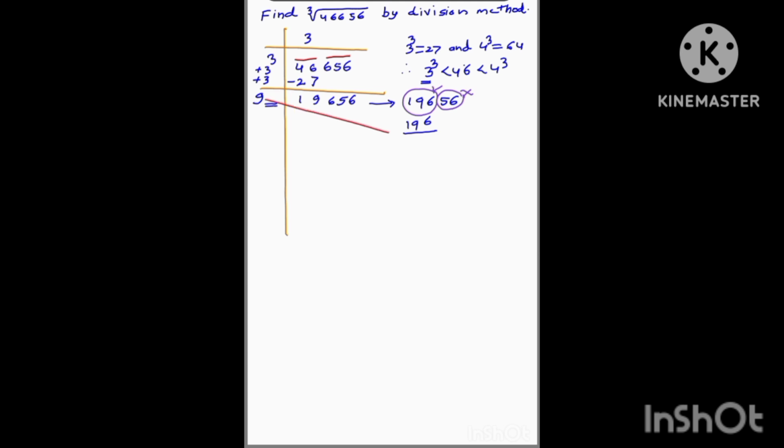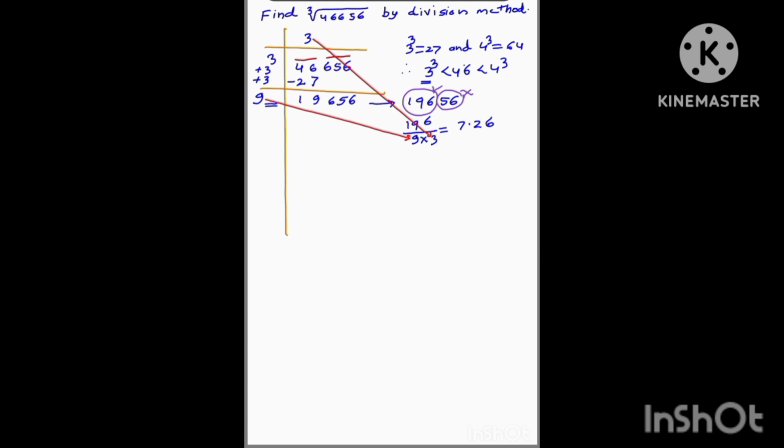Okay, so this divided by 9. Okay, 9 into 3. Which 3? Just see, every time you have to follow the same process, same procedure. 3, what are we getting? So we are carrying out the division. 196 divided by 9 divided by 3, that is 7.26.